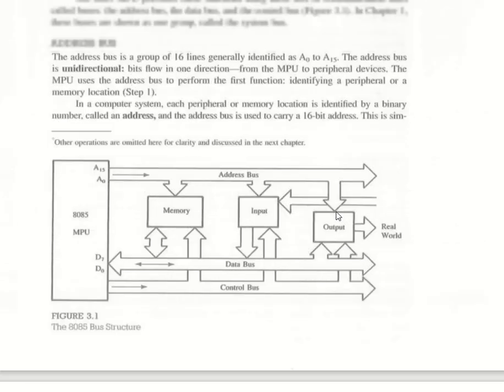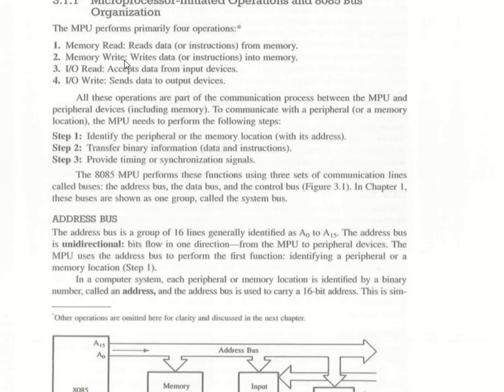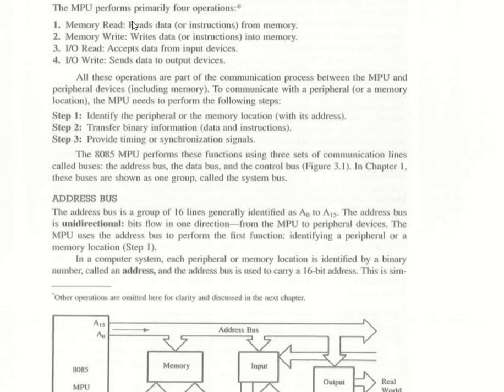So two types of buses, four types of primary operations. See here as well, they have written memory read. It reads the data or instructions from memory, very basic. Memory write writes the data or instructions into the memory, again very basic. IO read accepts the data from input devices, right? What do the input devices do? They give you the data, and IO read accepts it because it is reading it. And IO write sends the data to the output device.